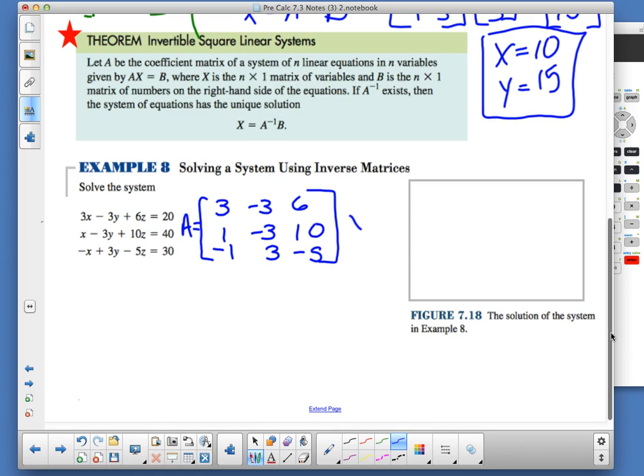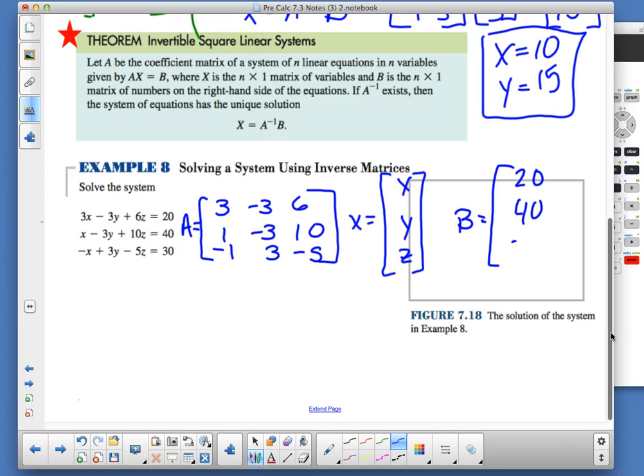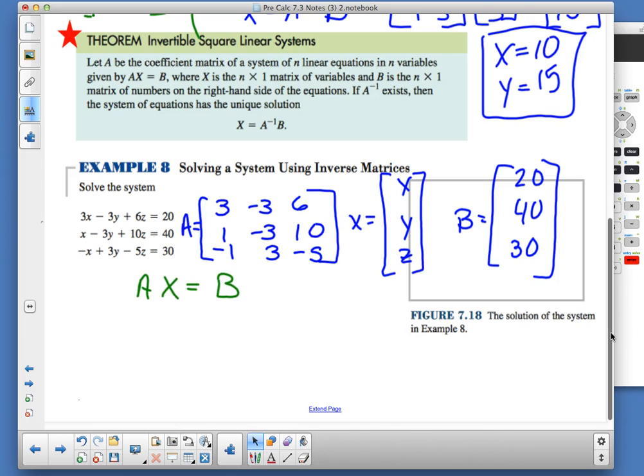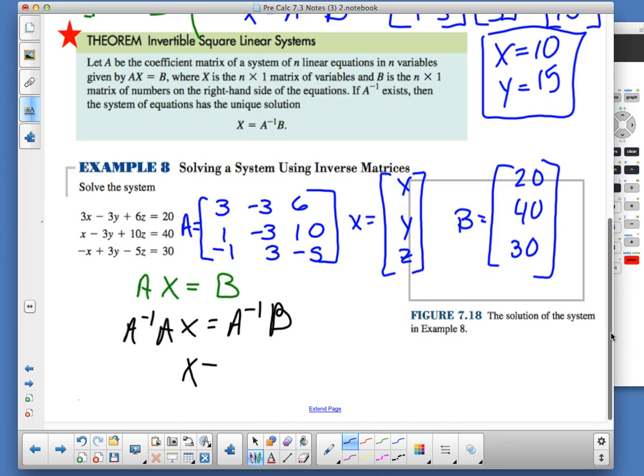We have a matrix X that has the variables. They are vertical, X, Y, and Z. We have a matrix B. I'm just going to go across the top: 20, 40, 30. Those are matrices I already have in my calculator. So remember, the original is AX equals B. What I'm going to do is multiply by my inverse matrix. And remember, when I do that, I get the identity matrix. So X is equal to the inverse of A times matrix B.